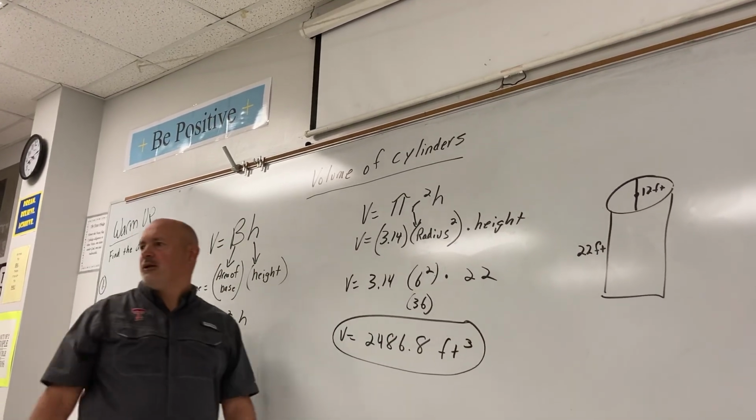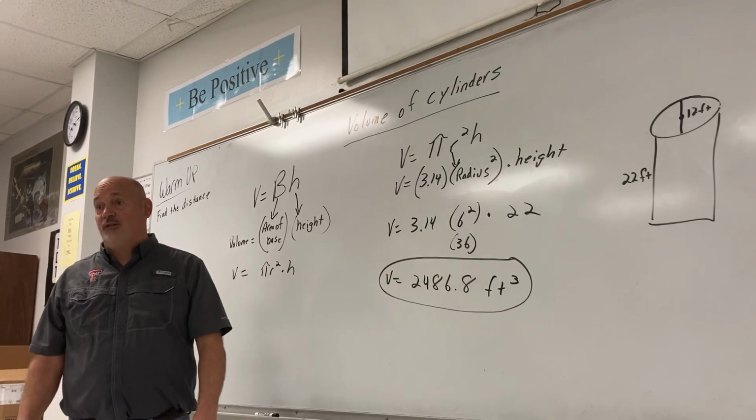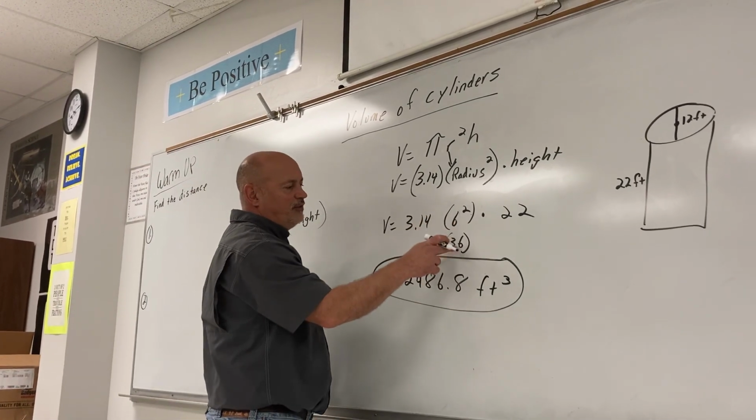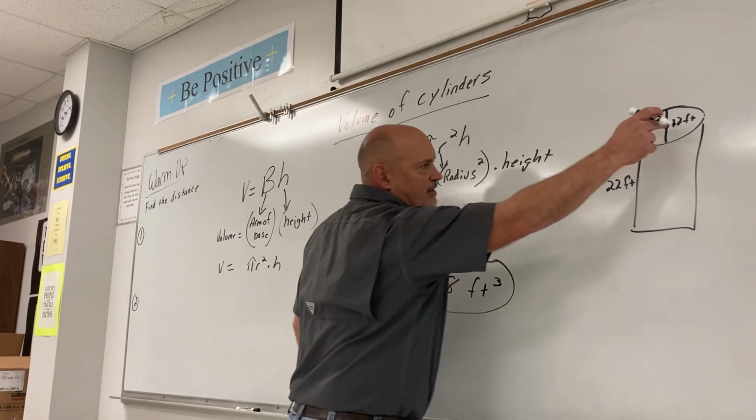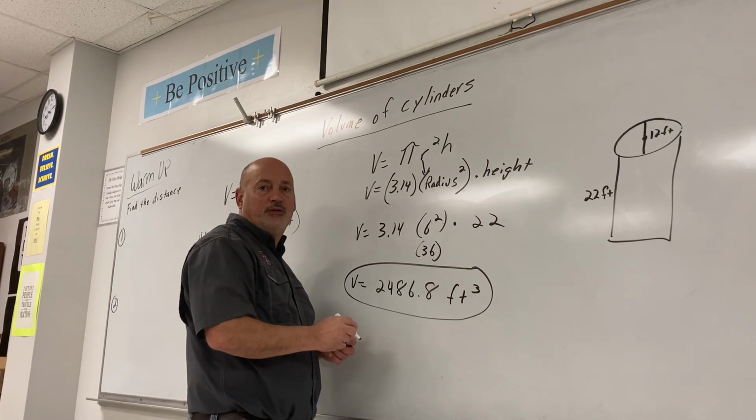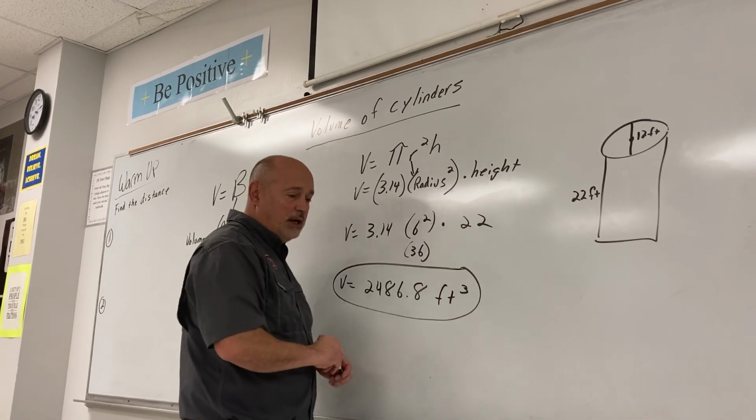And guess what? They're all that easy. Are you with me? Just make sure you don't screw up the radius. Don't forget to square it. And if that's 12, make sure you cut it in half and use 6 for the radius. Questions? All right, we're ready for the homework.